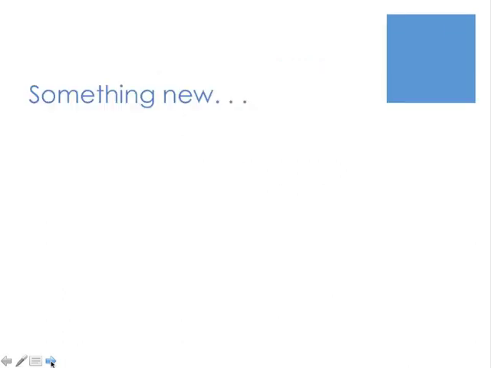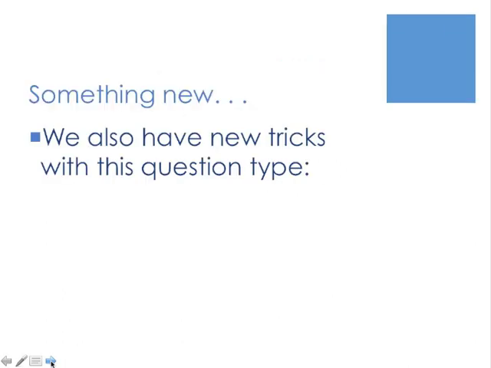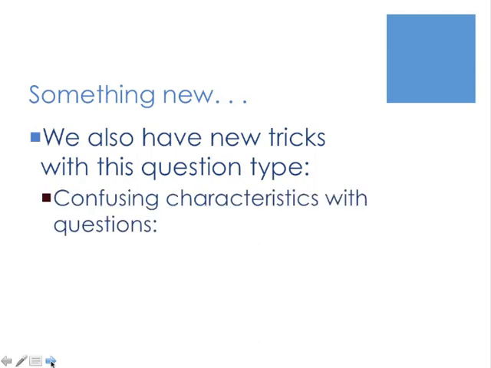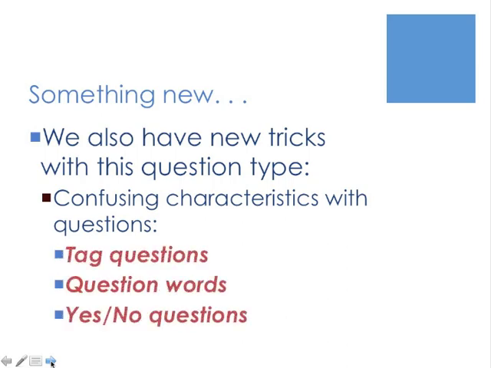Now, of course, we also have some new tricks. Part of the idea, if you notice, is that this is question and response. So really, we need to look through the particular confusing characteristics that exist with the three basic question types that we have in language. Tag questions, question words, and yes or no questions.